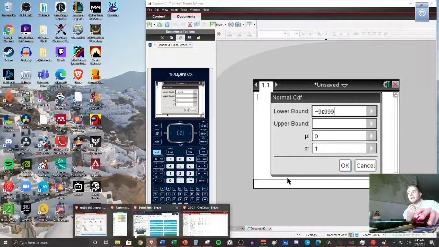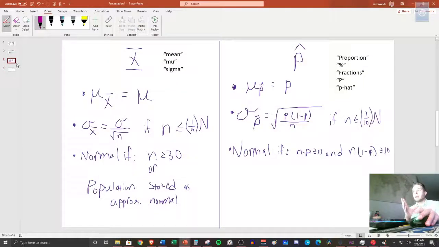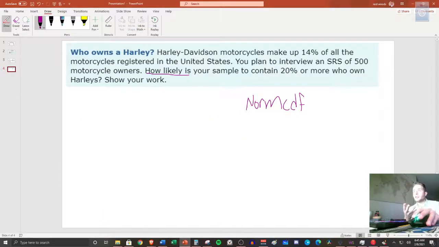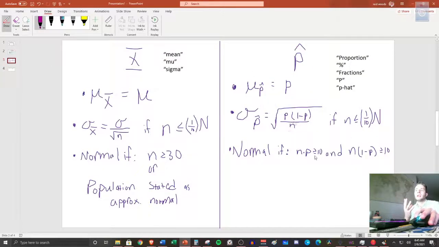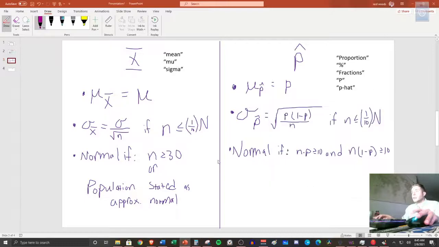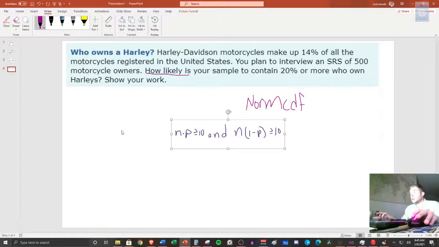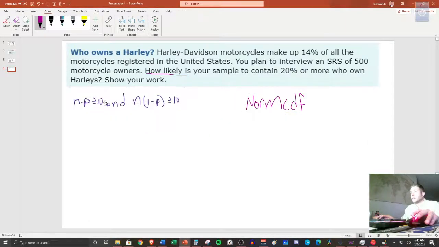So let's continue with this question, and let's talk about the first thing that has to be checked. We go over here, we know that this is a p hat situation. To do a normal calculation, it has to be normal. So the first thing you want to check is normality for all of these problems. We're going to be using this rule right here: n times p greater than or equal to 10 and n times (1 minus p) greater than or equal to 10. So I'm going to paste that in, and we need to identify these parts.